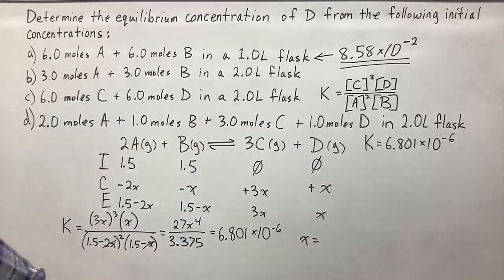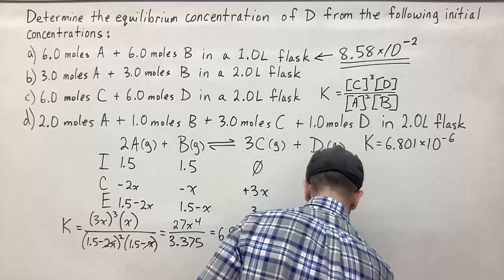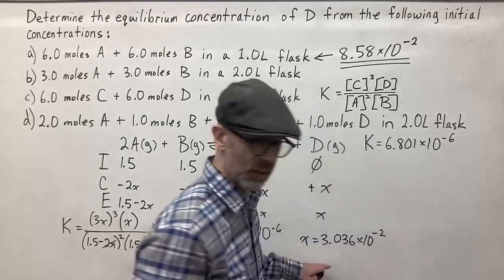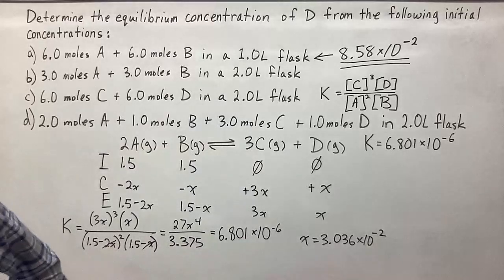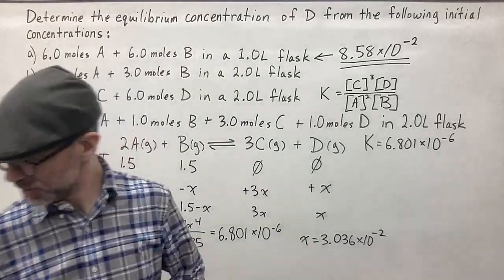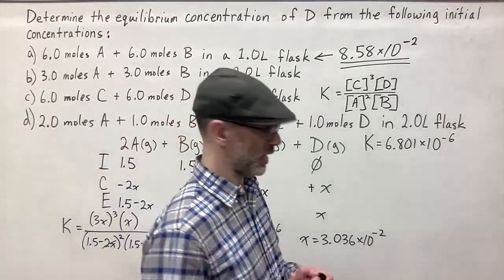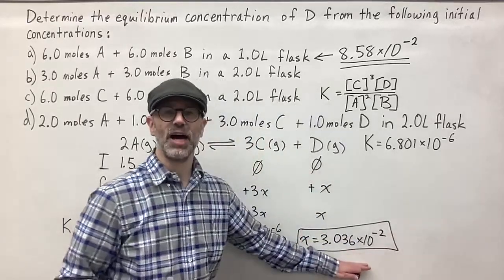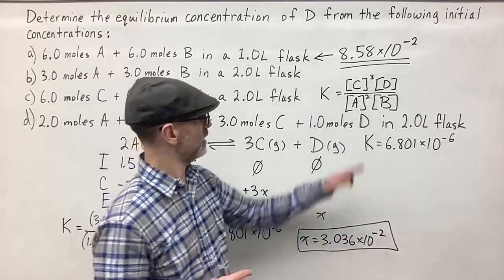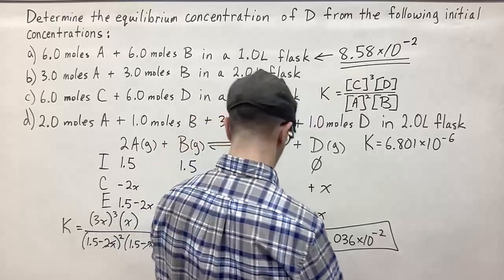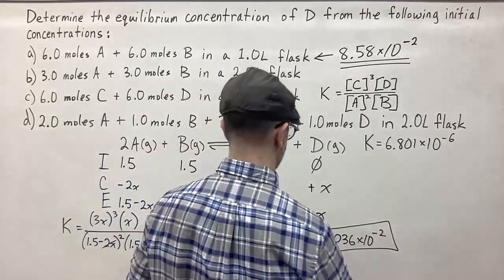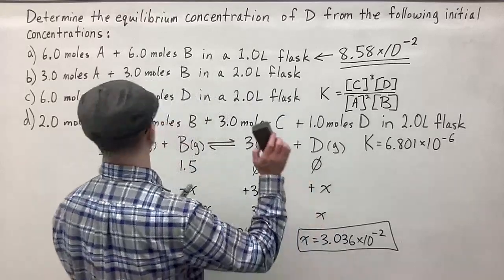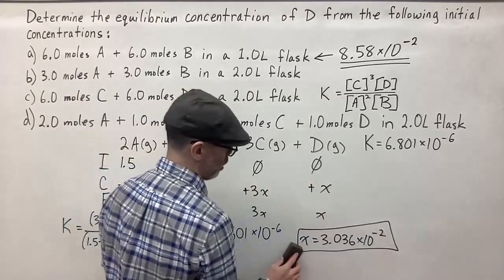So for part B, you get 3.036 times 10 to the negative 2. Let me double check that. 3.036 times 10 to the negative 2. Yes, okay. So that is the answer for part B. Sorry, I wrote this down for part A. It was supposed to be for part B. That's part A's answer. So let me go ahead and put that in. So this is the answer for part B.